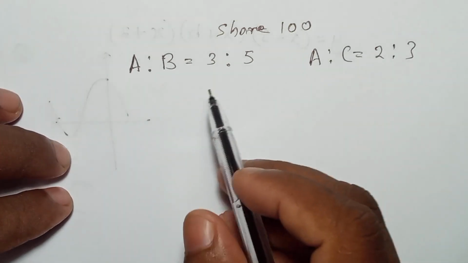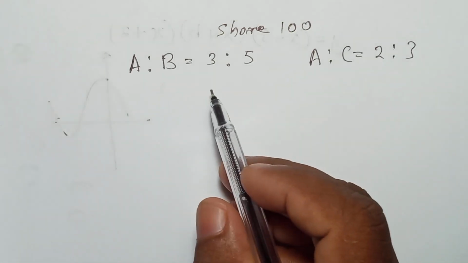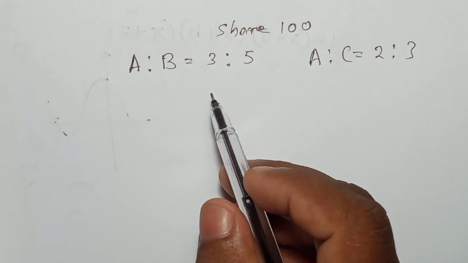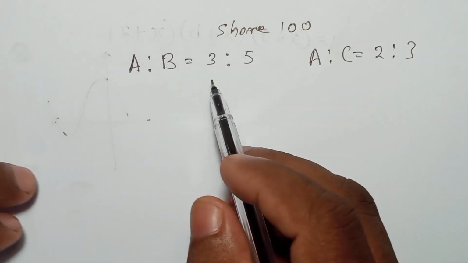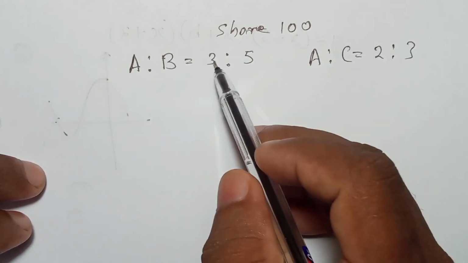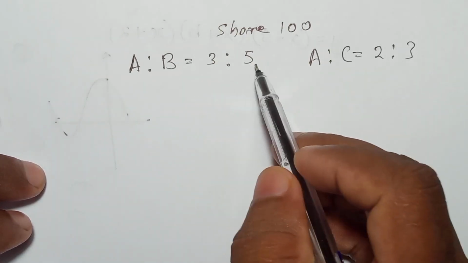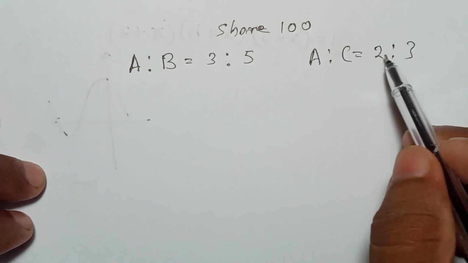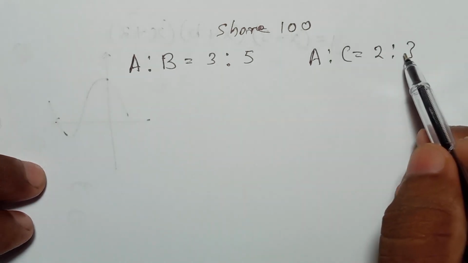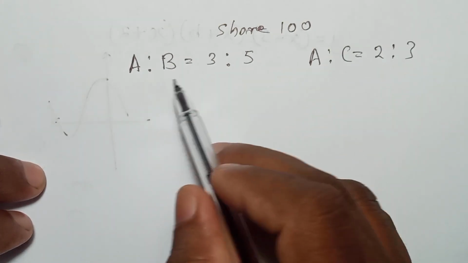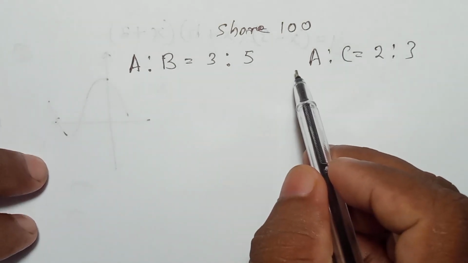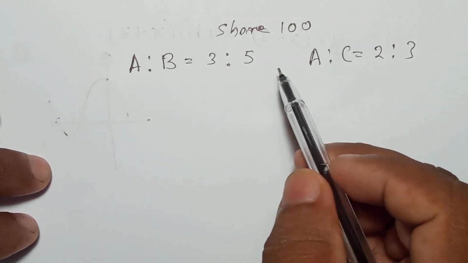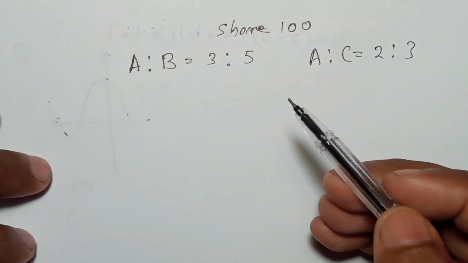Okay, now in this ratio question, you have something different. That's why I choose to do this question. Now they tell that the A to B ratio is 3 to 5, and A to C again is 2 to 3. Here actually there are three things, A, B, C, right? So now they ask what is the value received by A.